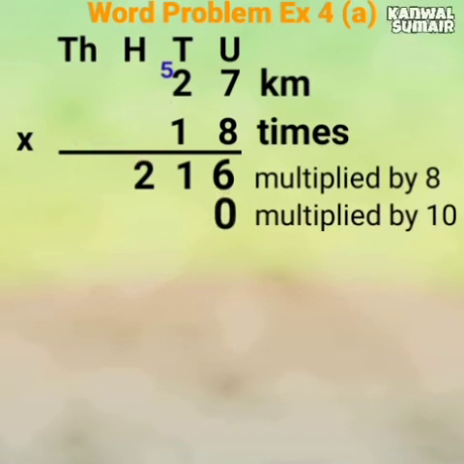Now multiply 1 tens with 27. Write 0 at units place value. 1 times 7 is 7. Write 7 at tens place value. 1 times 2 is 2. Write 2 at hundreds place value.